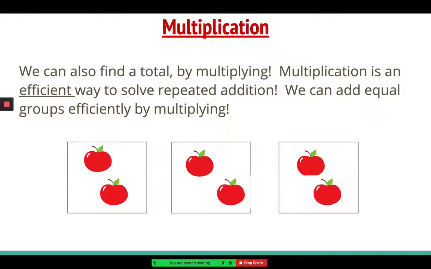Here I'm seeing 3 groups of apples, but say there were 32 groups of apples. If I were to use repeated addition and add 2 and do it 32 times, there's a good chance that I could make a mistake counting, or I could lose track of my counting and have to start over. Or I could count them, but maybe I forgot a number while I was counting. In that case, we might want to use multiplication because multiplication, again, is a more efficient way to solve repeated addition. We can add equal groups efficiently by multiplying because being efficient means being quick and correct with our math. And that's exactly what we want to be when we're mathematicians.